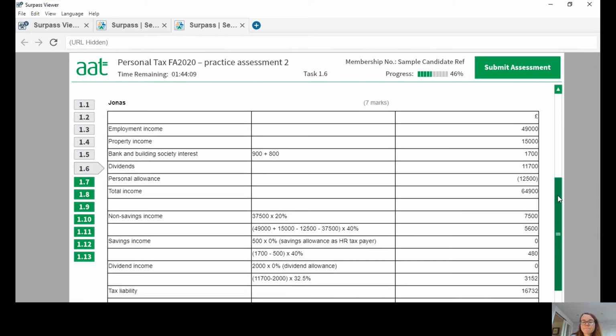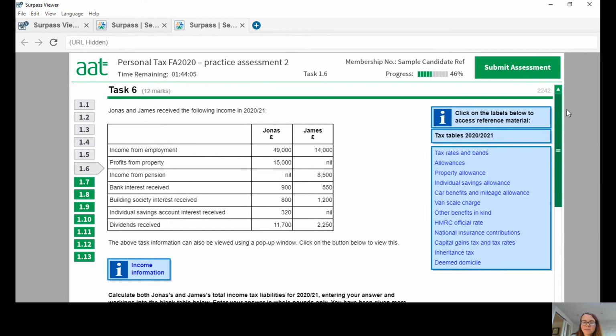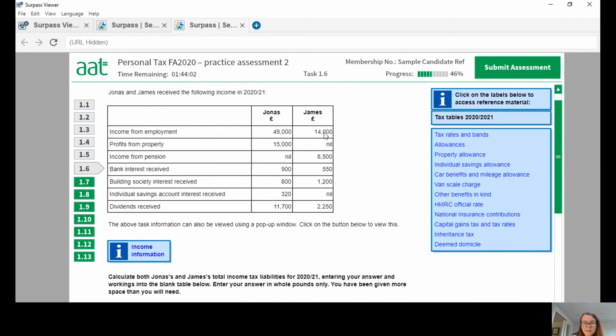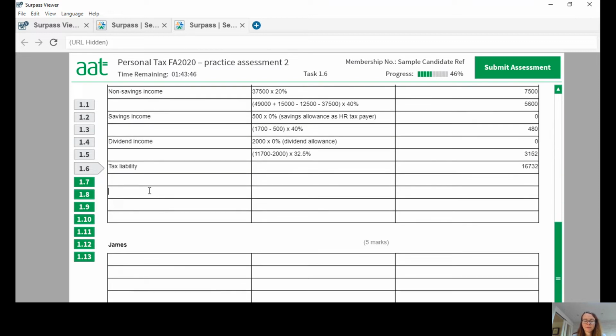All right. And then we've got the same for James. It's a bit boring, really. It's no twists. Income from employment, income from pension, which is also part of your non-savings income, bank interest received, building society interest received, dividends received. I suppose on that other one, we could have made a note at the bottom for the examiner, ISA income is exempt, so not included, just to be on the safe side.